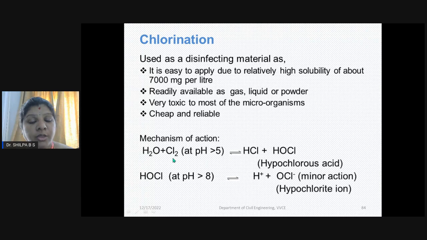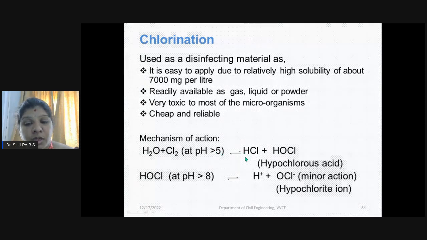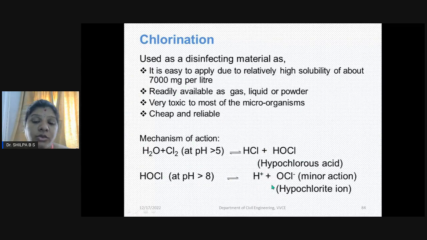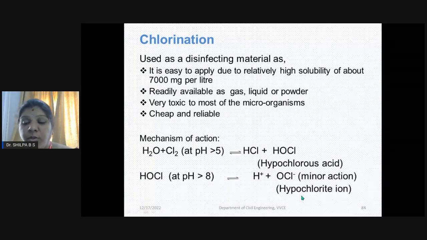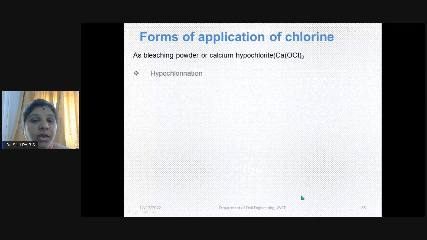So water reacts with the chlorine at a pH more than 5 and forms hydrochloric acid and hypochlorous acid. This hypochlorous acid is unstable in nature. When the pH is more than 8, this hypochlorous acid will again dissociate to form hydrogen ion and hypochlorite ion. Chlorine, hypochlorous acid, and hypochlorite ion are the forms of chlorine which are going to affect or damage the cell wall of the microorganism.